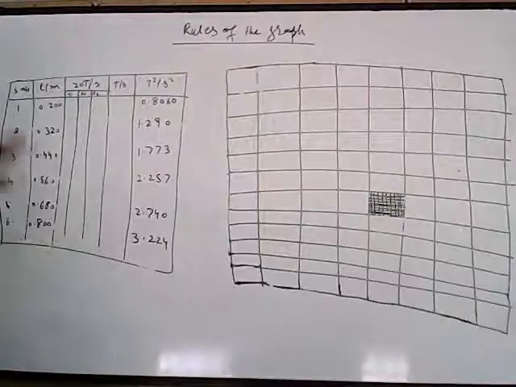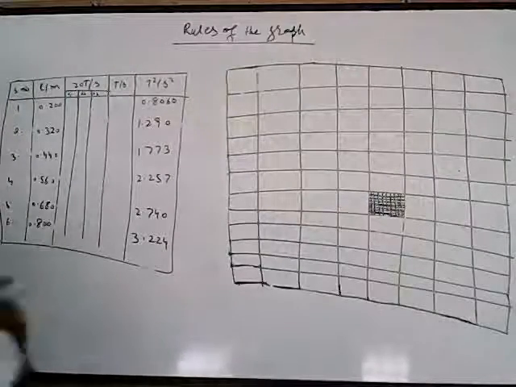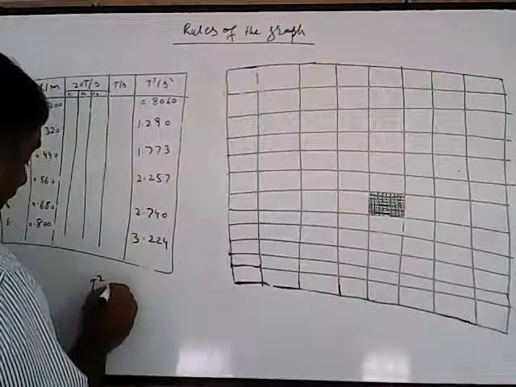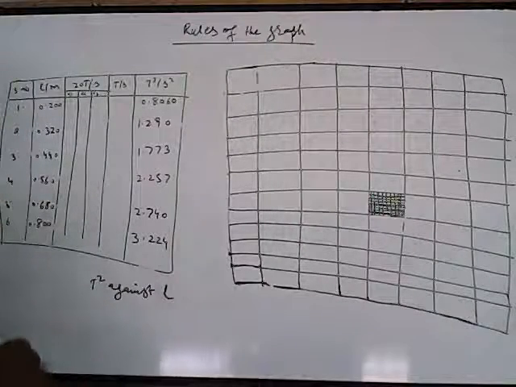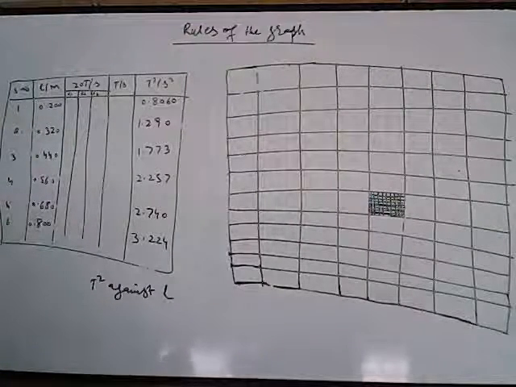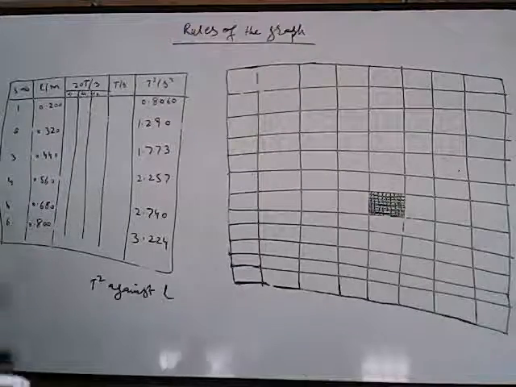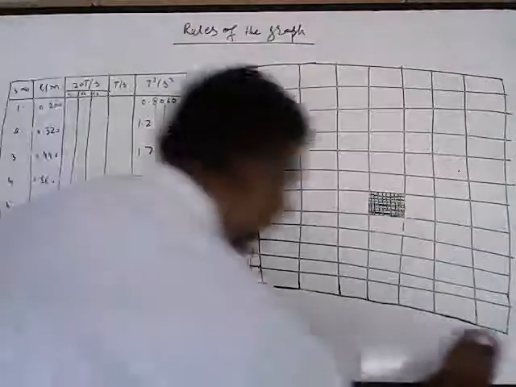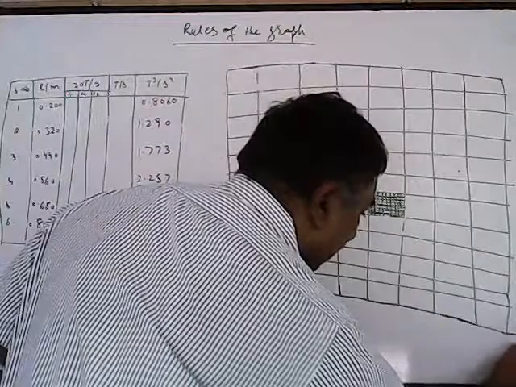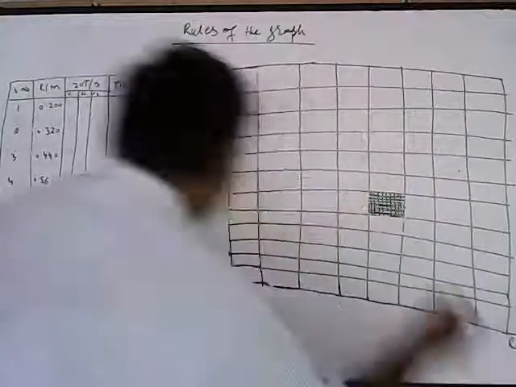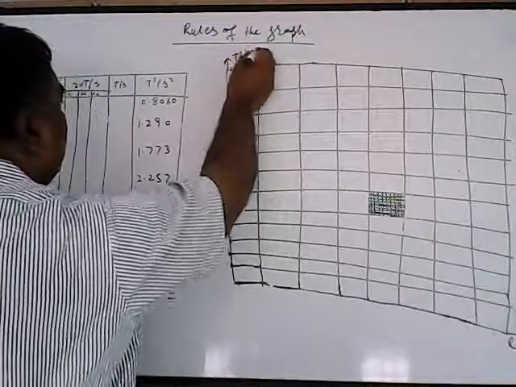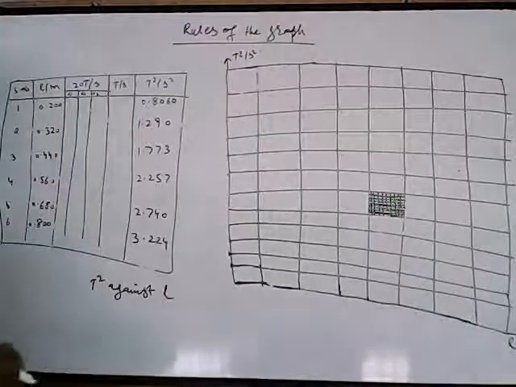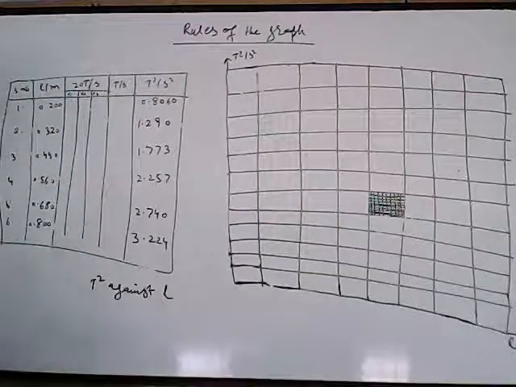Now I have to plot L. I have to plot t square against L. T square against L means t square must be along the y-axis and L must be along the x-axis. The first rule is I will just label the axes. This I will label as L in meters, and this one as t square in second square. And I will get 1 mark because labeling is always 1 mark.